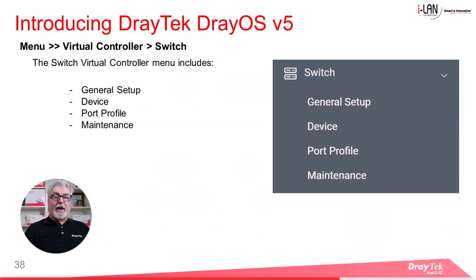Switch management can be enabled under General Setup in the Switch Virtual Controller menu. Here you'll see the details of switches connected to the router. Under Port Profile, you can configure some switch settings with toggle switches. The Maintenance tab has options to backup or restore configs, remote reboot, and factory reset switches.